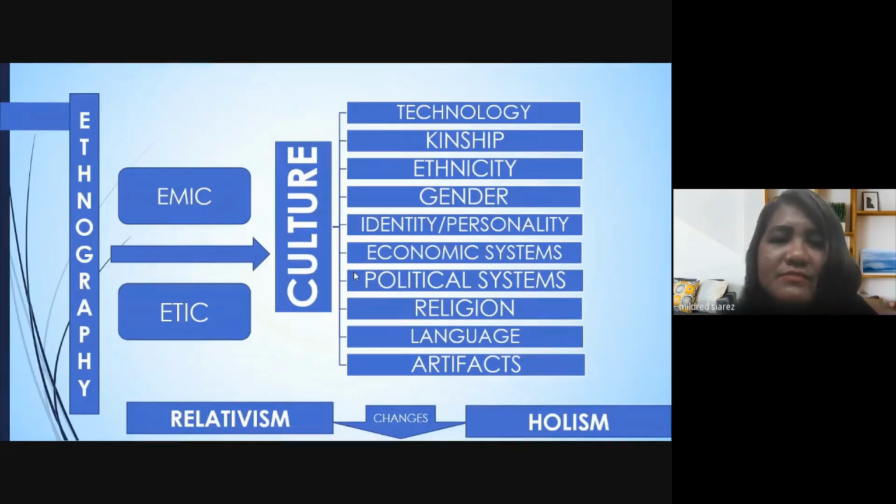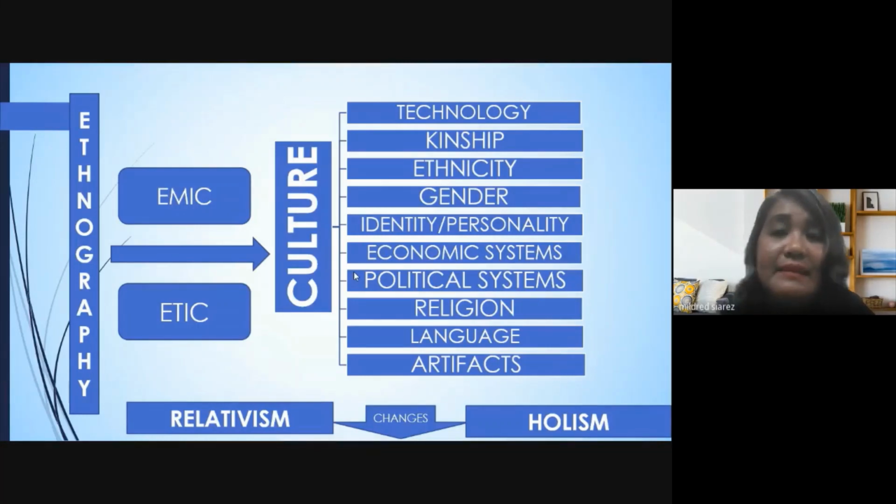For ethnography, culture is understood through emic and etic. Emic means coming from the people involved. In the emic perspective, they are the ones involved. So if you say COVID survivors, they are the ones involved.